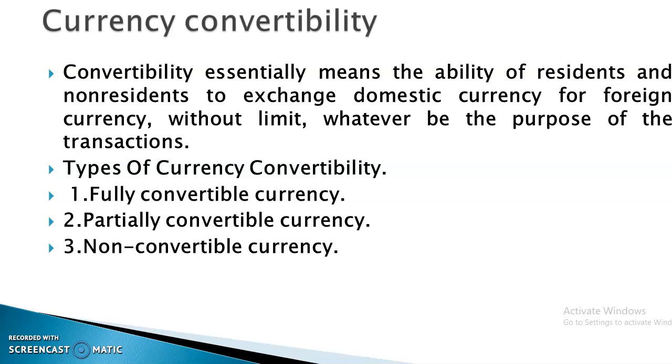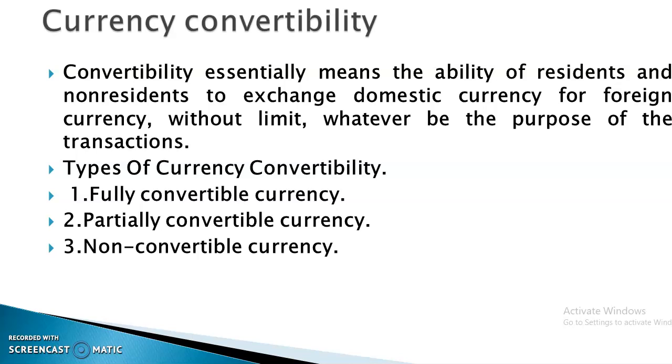So basically there are three types of convertibility. First one is known as fully convertible currency, which means that there are no restrictions, there is no limit for converting the domestic currency into foreign currency and foreign currency into domestic currency for doing the international transactions. Such kind of currencies are known as fully convertible currency.